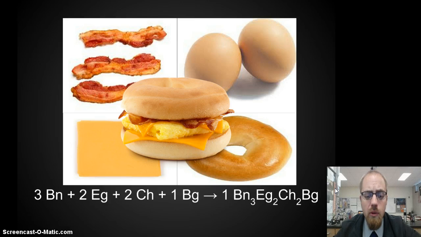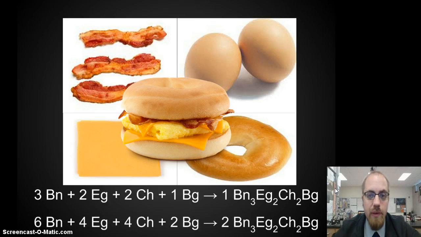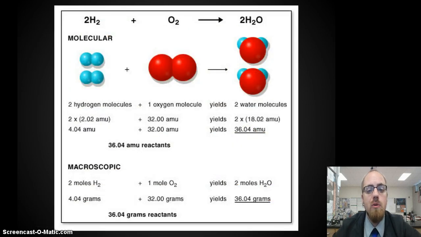And if we wanted to double the recipe, all we would simply do is double the number of ingredients we use. Use 6 strips of bacon, 4 eggs, 4 slices of cheese, 2 bagels, and you would wind up with 2 bacon, egg, and cheese bagels that are identical to each other. Stoichiometry is no more difficult than that. The only difference is that instead of making bagels, we're dealing with chemistry, chemical reactions.